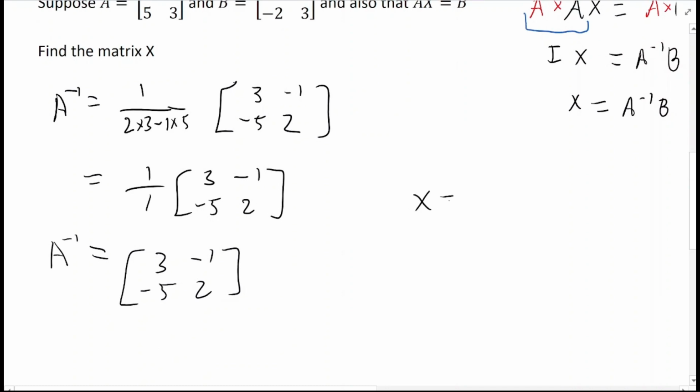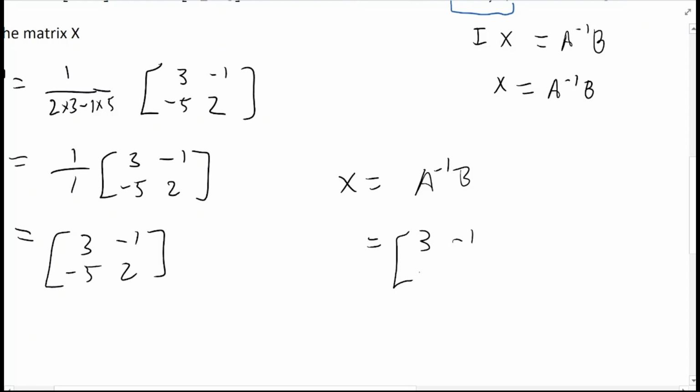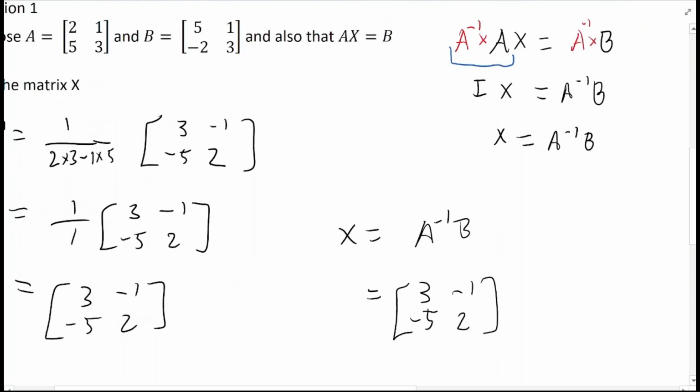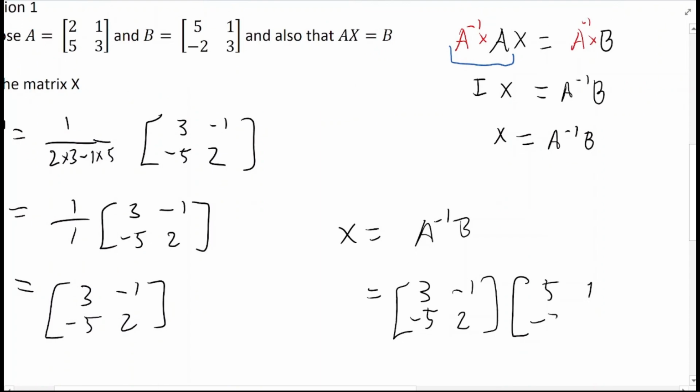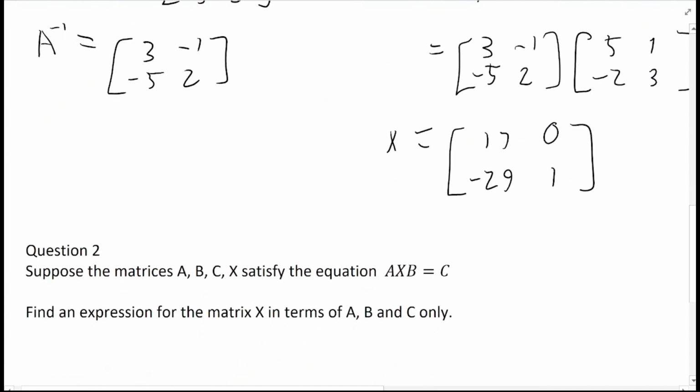Now, let's work out what our X is. So it's supposed to be A inverse times B, and it will be. So it's going to be A inverse, which is 3, -1, -5, and 2, times our B matrix, which was 5, 1, -2, 3. And let's just work that out. So we're going to pair the first row with the first column. So you get 3 times 5, it's 15, plus another 2, so you get 17. You get 3 times 1, which is 3, take 3, you get 0. You're going to get -25 and take away another 4, so -29. And then you're going to get -5 plus 6, which is 1, just like that. That's what I'm claiming is my X matrix.